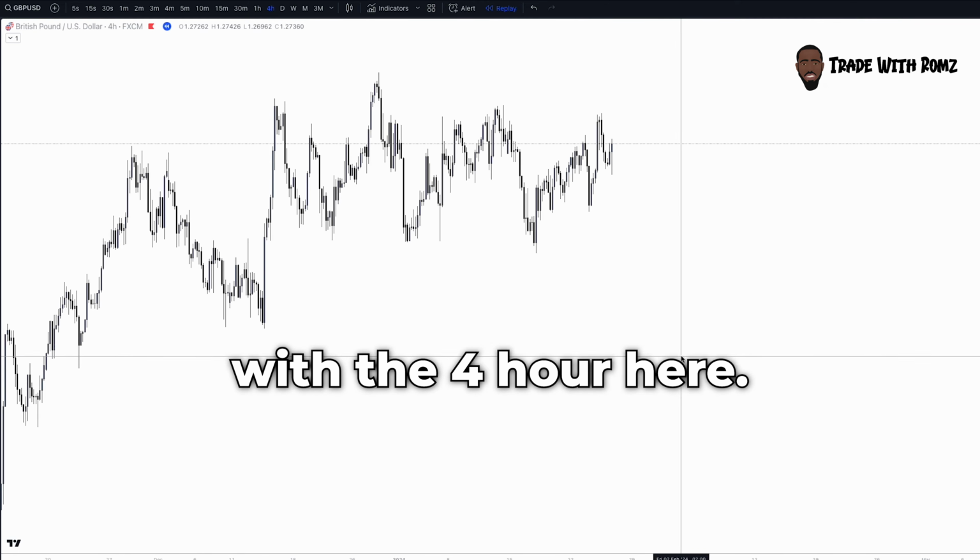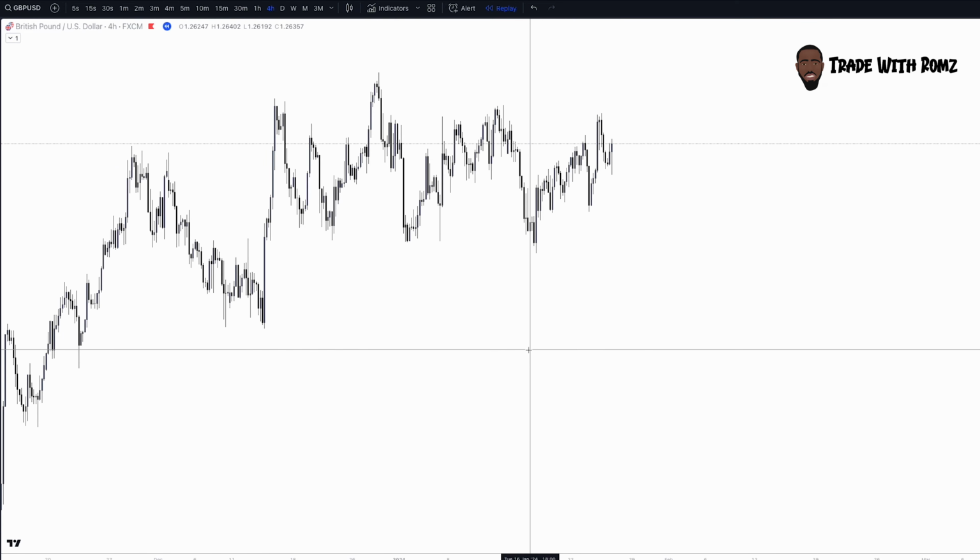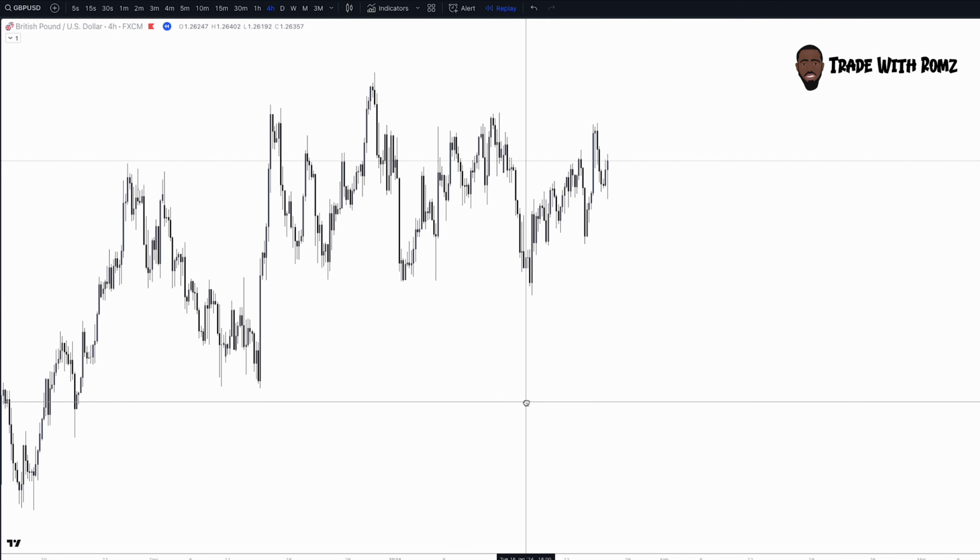What we've got here, we're going to break it down from the top down. First of all, we're going to start with a 4 hour. So the trade happened around this zone here, right? But let's look at what's going on here. So we've got the 4 hour time frame. You can see that we are technically in a bullish trend.